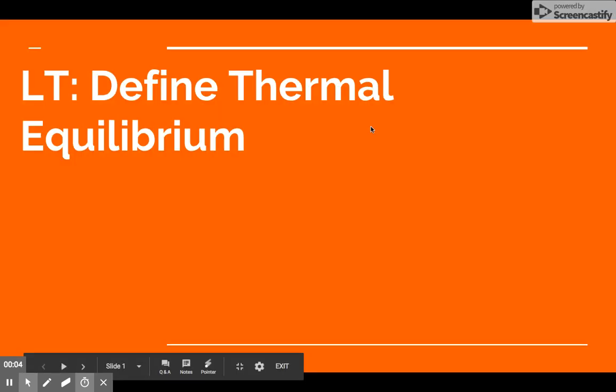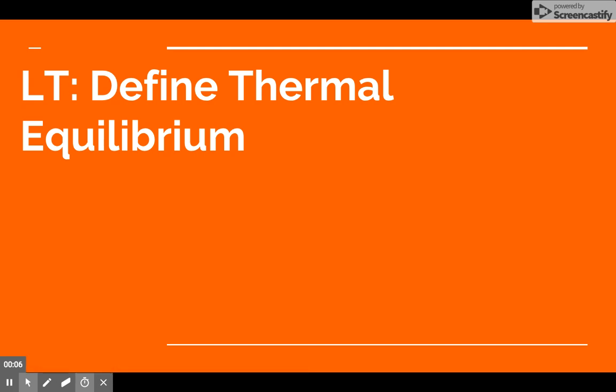All right, today we're going to talk about defining thermal equilibrium. We're going to look at when we add two objects of different temperatures that they're going to reach an equilibrium, or a balance. We're also going to talk about how objects in the same room will come to thermal equilibrium.